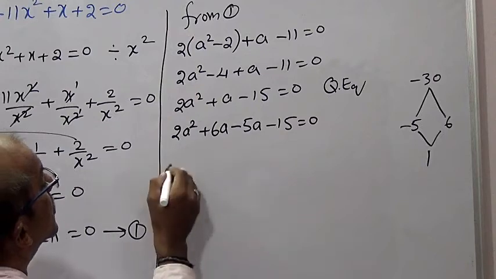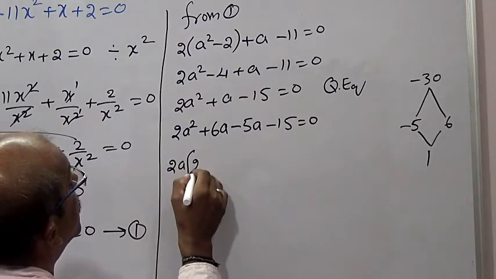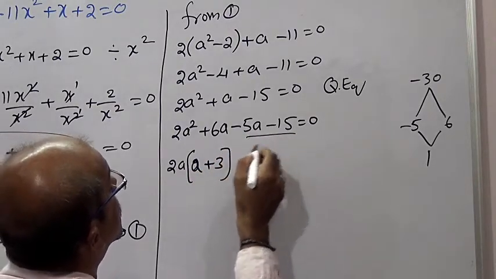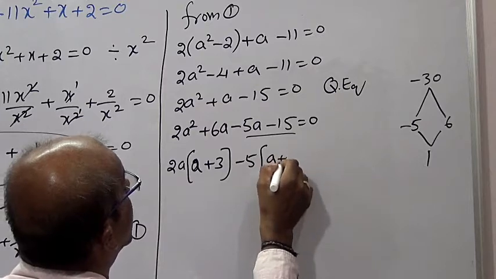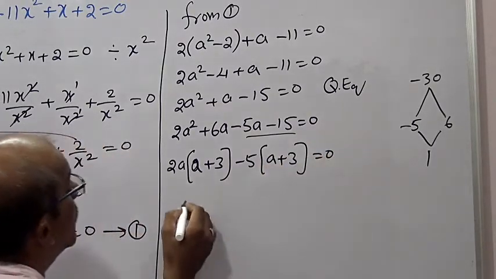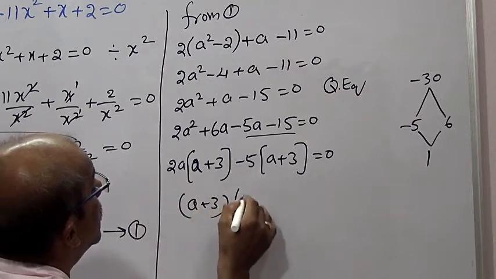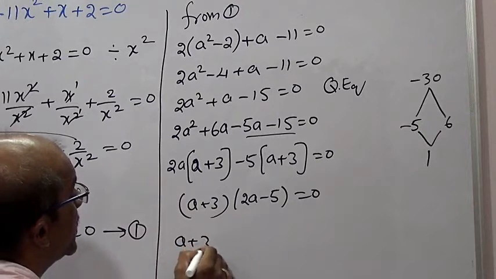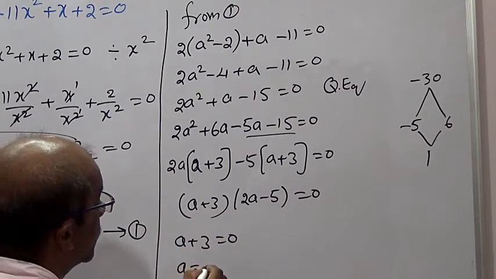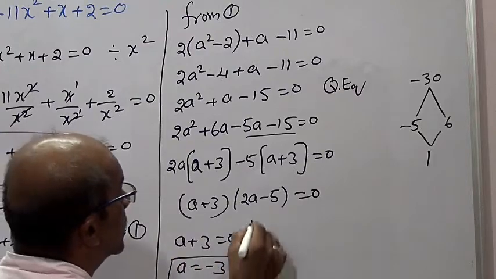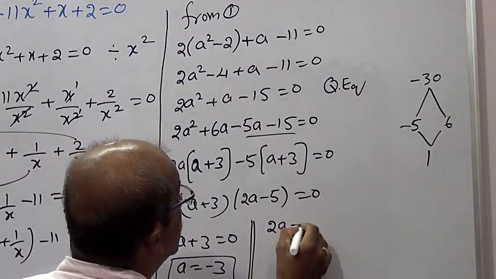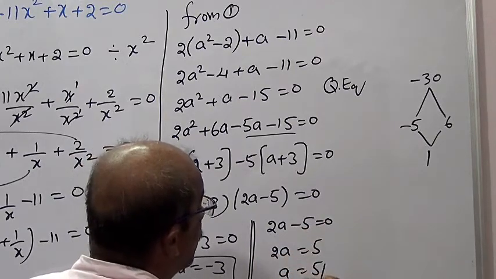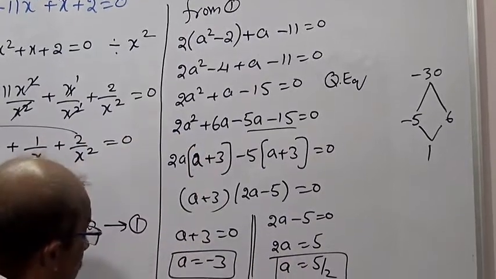Now in the first two terms, take 2a common, so a plus 3. Next in the last two terms, take minus 5 common, a plus 3 is equal to 0. Now again a plus 3 take common, 2a minus 5 is equal to 0. That means a plus 3 is equal to 0, a is equal to minus 3. Next, 2a minus 5 is equal to 0, 2a is equal to 5, a is equal to 5 by 2. Now case 1.